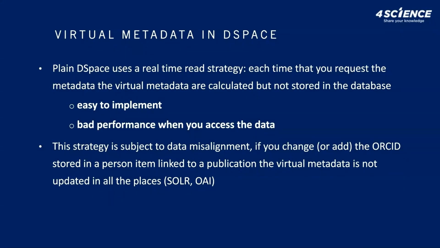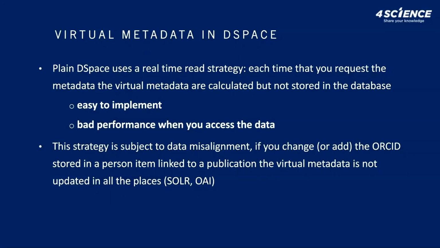The other aspect is about virtual metadata. As I said, it's important to use information in a related item as metadata of the linking item. Again, using our example of publication and person, it's usually needed to include metadata from the person, such as the ORCID ID, into the information of the publication.